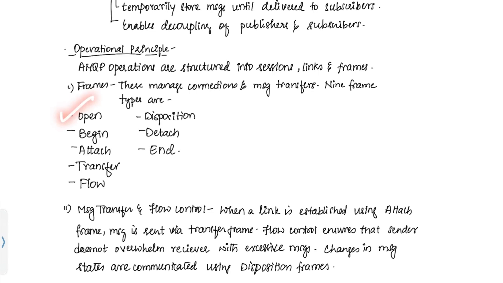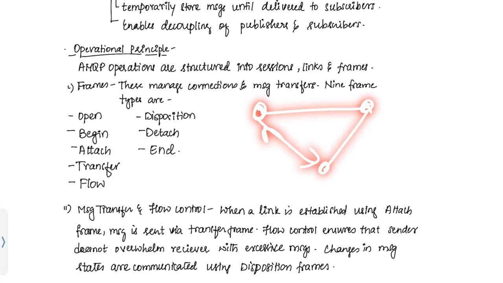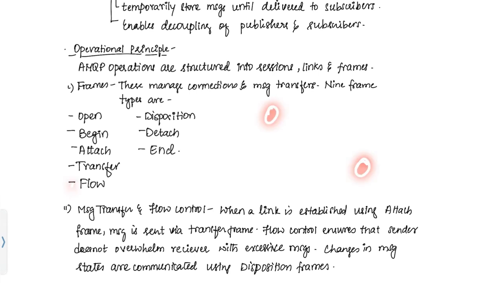First one is open. Open helps us establish a communication between two nodes. Then we have begin. Begin is to initiate a session to send messages. Then we have attach. Attach is to establish a link. Then we have transfer. Transfer is to transfer a message over a link. Then we have flow. Flow is to update the flow control. So from here it has to go here, then here. It cannot go directly like this. To update the flow control state, to manage how the message will flow from the sender to the receiver, we make use of flow.